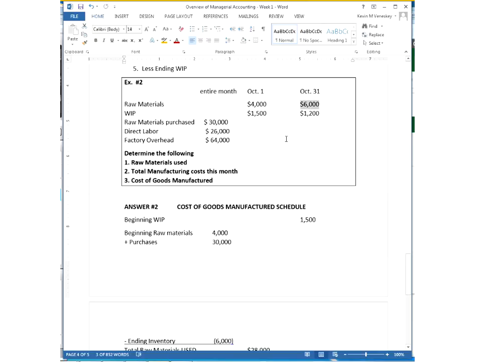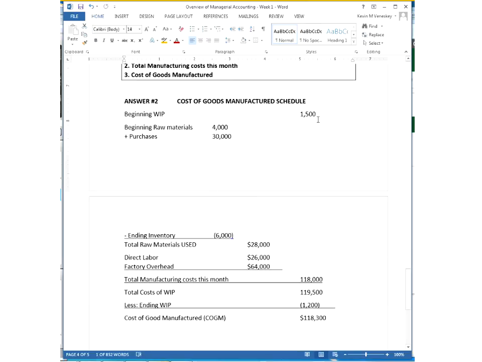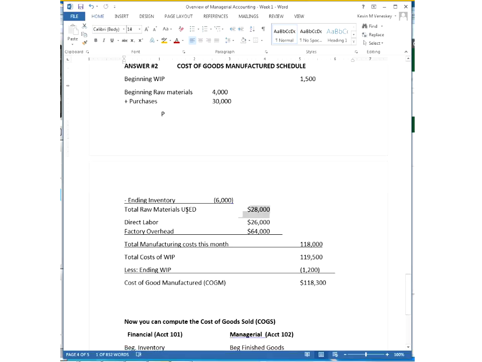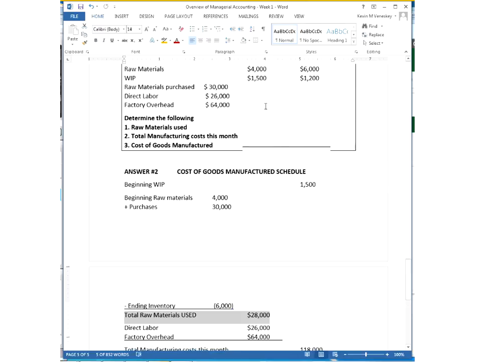And then it tells me out of the 34 ready to use, I have 6,000 left to go into next month. So if I have 34 ready to use, but I didn't use 6 of those, that's telling me that I actually used $28,000 in materials. Now, that's materials just used this month.